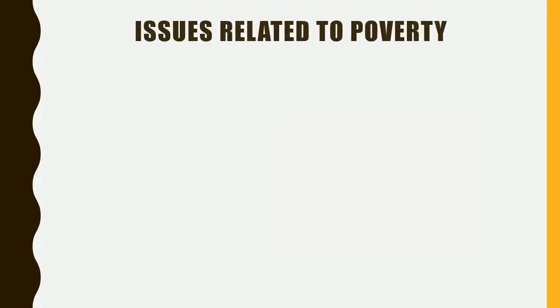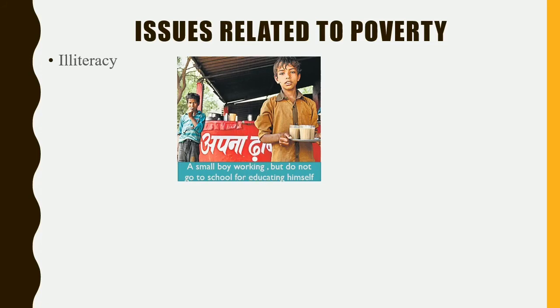So let us have a look at the issues related to poverty. The first one is illiteracy. Most of the poor people are illiterate because they do not have enough money. The small children work in some shops. In the urban case, we have seen that a small boy was working in a tea shop. Also, they have the responsibility of taking care of their young siblings. So they do not go to school and they do not educate themselves. They remain illiterate.